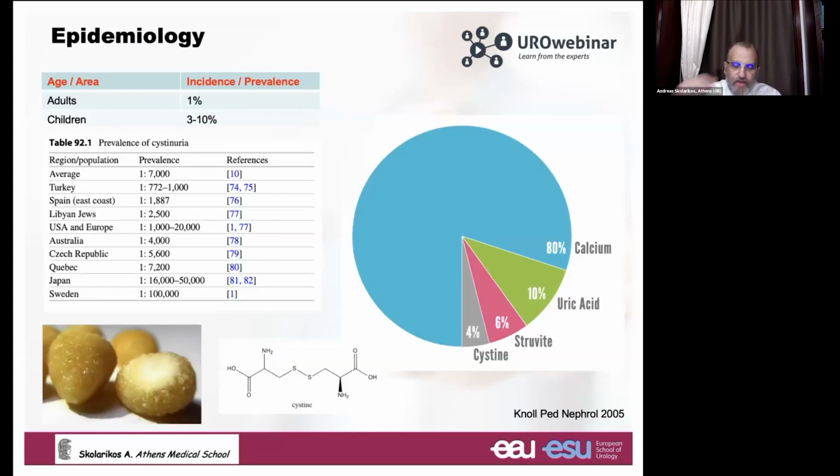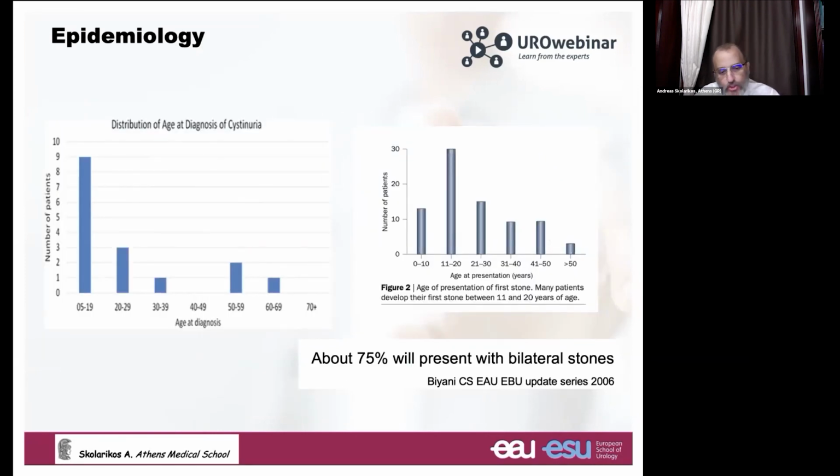Cystinuria is a rare disease affecting 1% of the adult and 3 to 10% of the children population, showing a prevalence ranging from 1 in 2,000 to 1 in 100,000 in different countries. The wide range indicates the lack of knowledge on the exact genetic basis and environment and background of this disease. Cystinuria actually affects young people, with the majority of cases diagnosed from 5 to 20 years of age, and more specifically between 11 and 20 years of age.